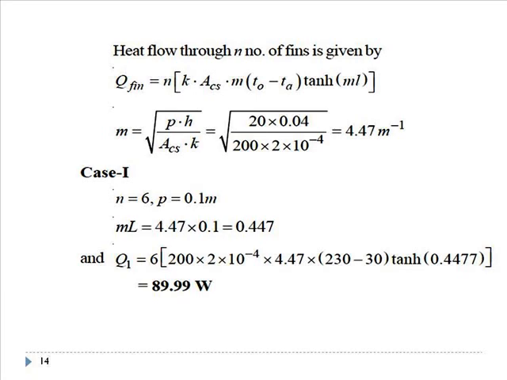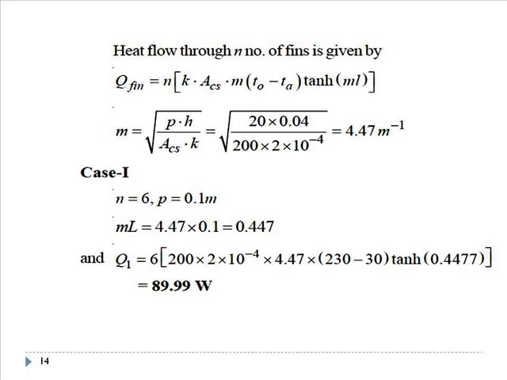Now we will consider the first case, that is number of fins equal to 6 and the length equal to 10 centimeter, that is 10 into 10 power minus 2 meter. So the perimeter is 0.1 meter, the m into L value is calculated, and that value is 0.447. Based on that, when we calculate the heat dissipation for case 1, that is Q1, we will get 89.99 watt. So friends, I hope it is very much clear to you. It is very simple. Only you should take care that tanh stands for the hyperbolic tangent function.